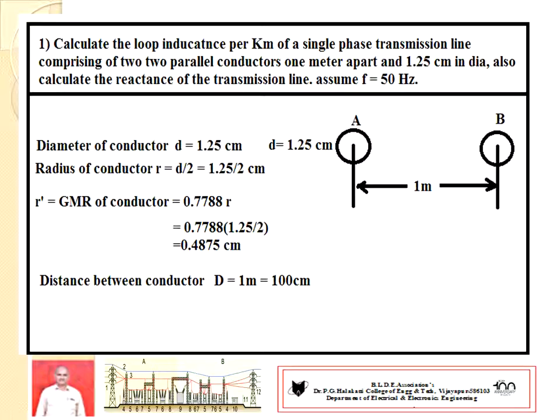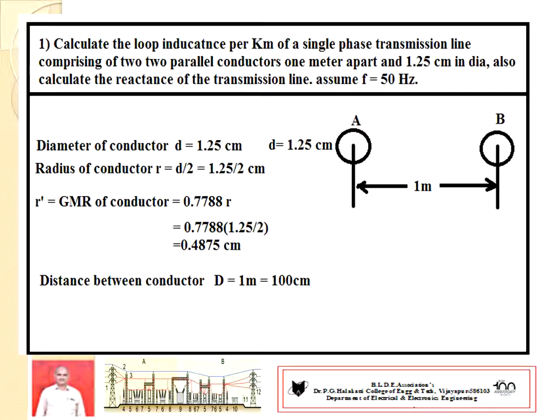So you understand the type of problem given, sir. A single phase two line system is given. Let A be a conductor and B be a conductor. Both are placed at a distance of 1 meter apart and the diameter of the conductor is given as 1.25 centimeter. You write down the data.